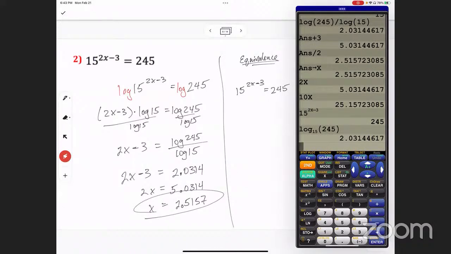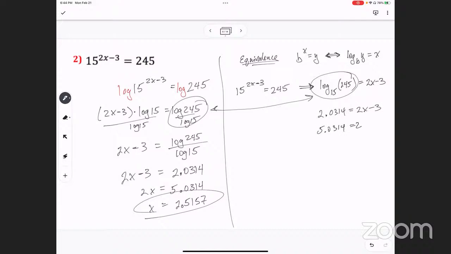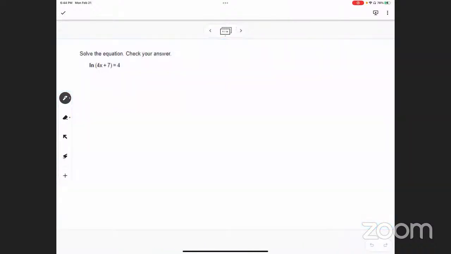Remember that? Why? Because essentially, these two things are the same thing. And then you just add 3 to it. So that was 2.0314 equals 2x minus 3. So I'm adding 3 to it. So 5.0314 equals 2x, and divide both sides by 2, and you get x equals 2.5157, just like we did on the other side. Okay? Good? All right, moving on.